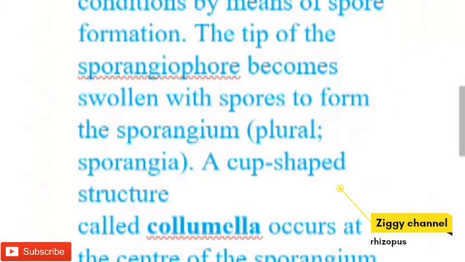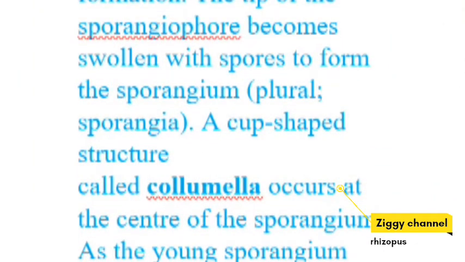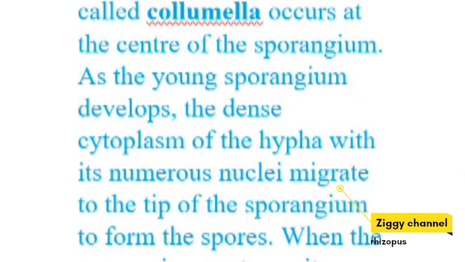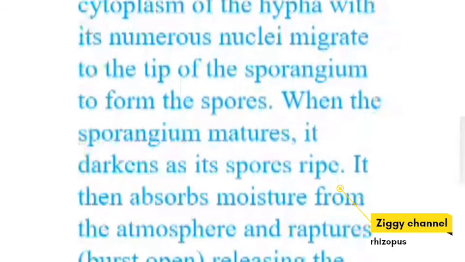Asexual reproduction in Rhizopus. The asexual method takes place during favorable conditions by means of spore formation. The tip of the sporangiophore becomes swollen with spores to form the sporangium, plural sporangia. A cup-shaped structure called columella occurs at the center of the sporangium. As the young sporangium develops, the dense cytoplasm of the hypha with its numerous nuclei migrates to the tip of the sporangium to form the spores.